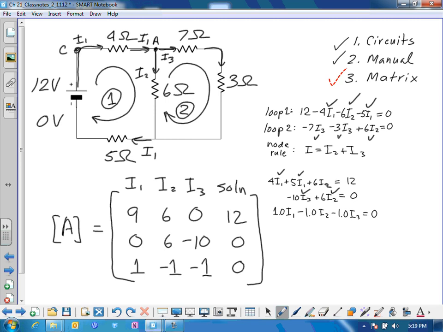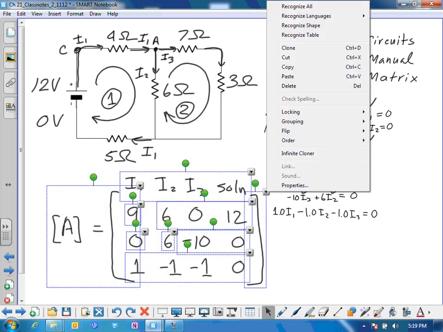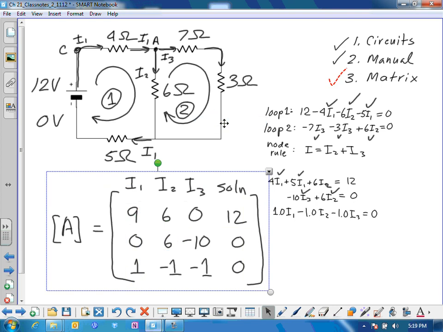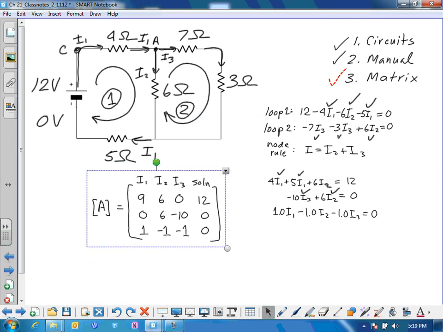Okay, now I'm going to shrink this up a little bit, and then I'm going to explain what we do next. Okay, so let's group this, and then we'll shrink it down. Now, the next step involves getting our calculator out. I'm going to go get my calculator, push the on button, and we go to second matrix. And then you can pick any one you want.